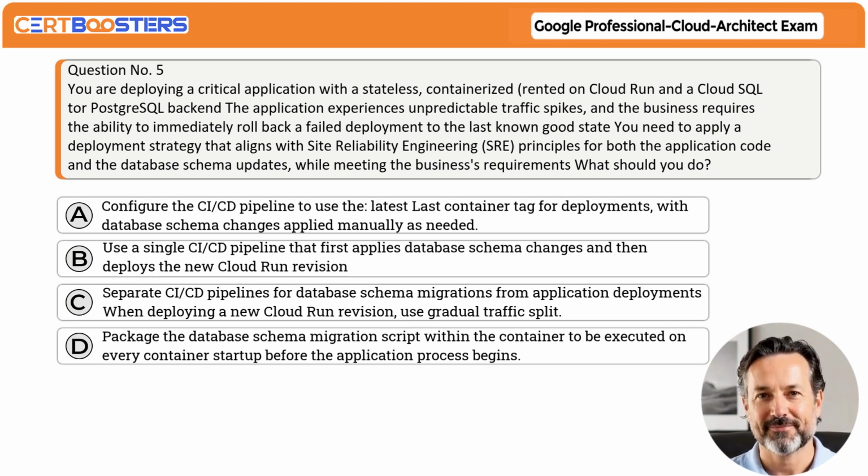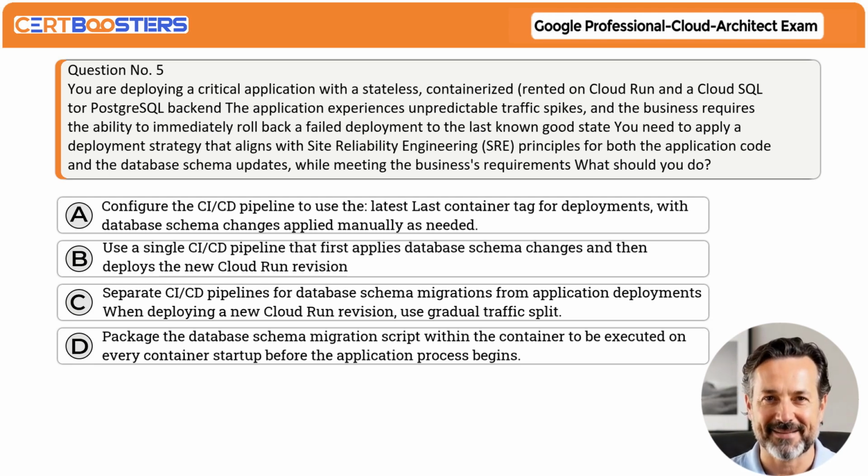What should you do? A. Configure the CI/CD pipeline to use the latest container tag for deployments, with database schema changes applied manually as needed. B. Use a single CI/CD pipeline that first applies database schema changes and then deploys the new Cloud Run revision. C. Separate CI/CD pipelines for database schema migrations from application deployments. When deploying a new Cloud Run revision, use gradual traffic split.